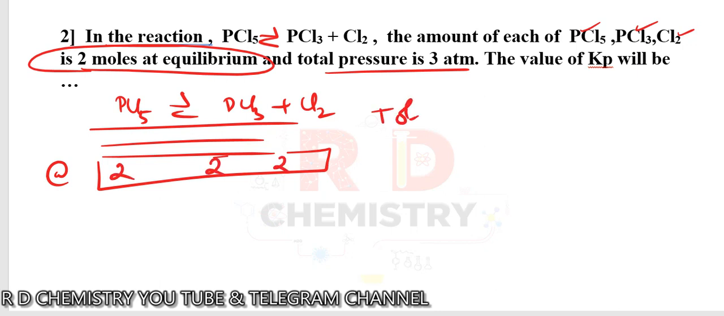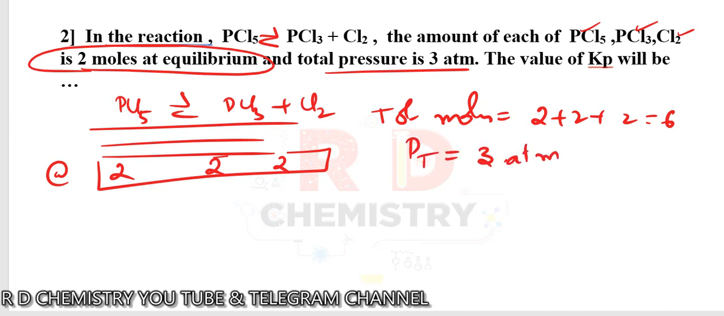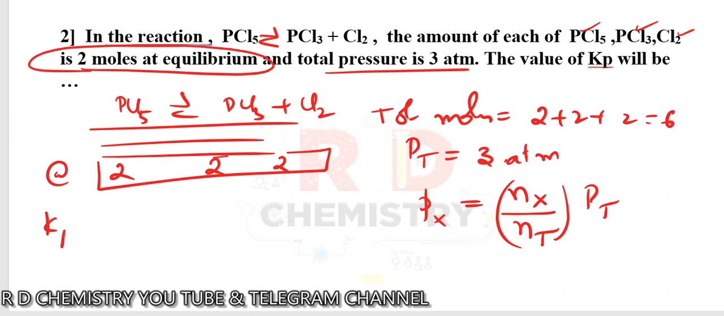So total number of moles is equal to how much? 2 plus 2 plus 2, correct? 6. And total pressure also mentioned is equal to 3 atmosphere. But how to calculate Kp? To calculate Kp, we have to calculate partial pressure. How to calculate the partial pressure of any component? Partial pressure of any component, let it be X, is equal to the number of moles of that given component divided by the total number of moles, into the total pressure. So I have got Kp now. How to write Kp? Partial pressure of PCl3 into partial pressure of Cl2 divided by partial pressure of PCl5. Then you have to substitute, correct?